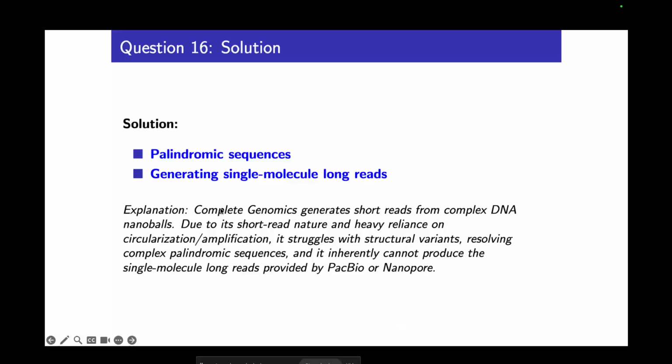So it definitely cannot produce long reads. This is not a long read technology. But it struggles with complex palindromic sequences. Hope you know what palindromic sequences are. It's the sequence which reads the same from 5 prime to 3 prime as from 3 prime to 5 prime. It's the same sequence.